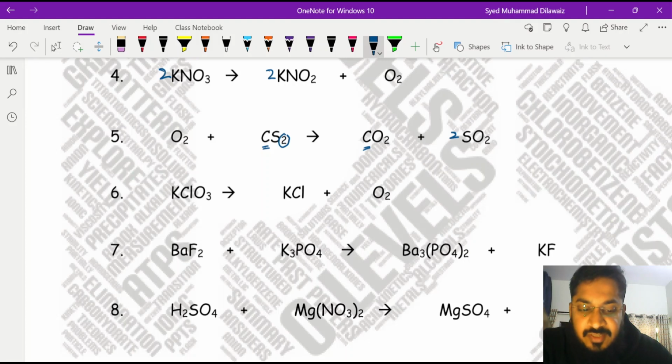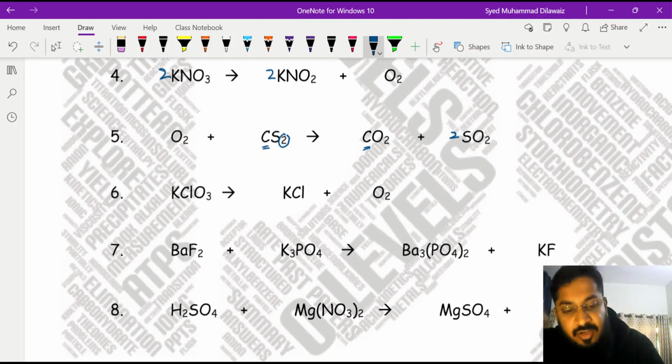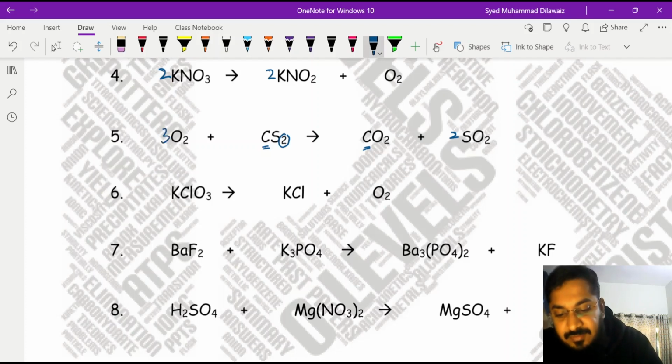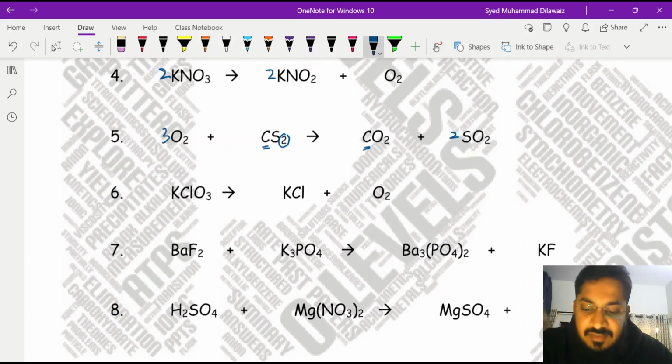Now look at this point. Carbon and sulfur are completely balanced. Now look for the oxygen. For this CO2 unit, we have got 2 oxygen. For this SO2 unit, we have got 4 oxygen atoms because 2 multiplied by 2 is 4. So 4 plus 2 is 6. What we can do is put 3 beside O2, which makes it 6. So 6 oxygen on the left side and 6 on the right side. This is how we balance equations.